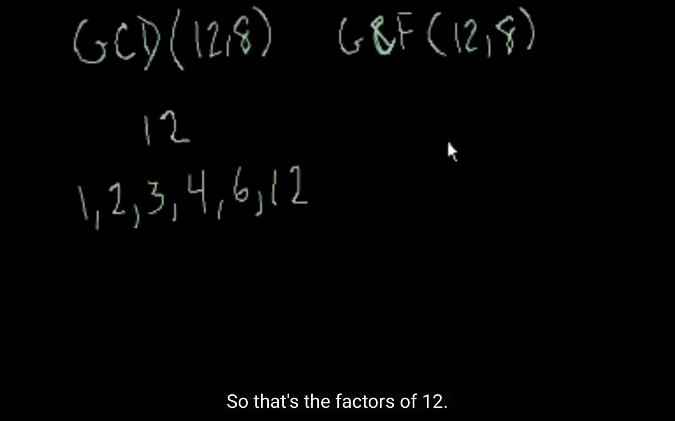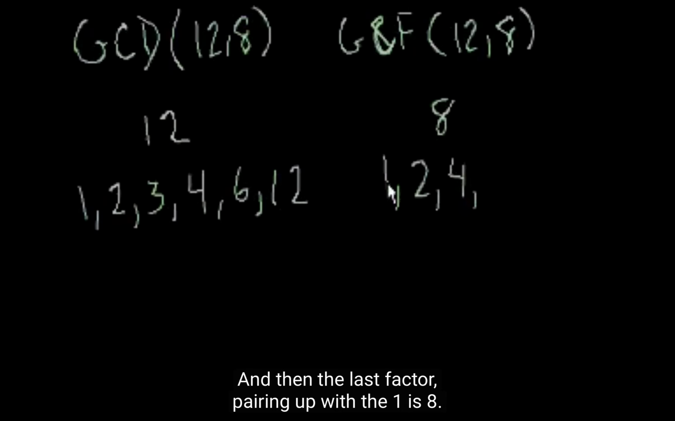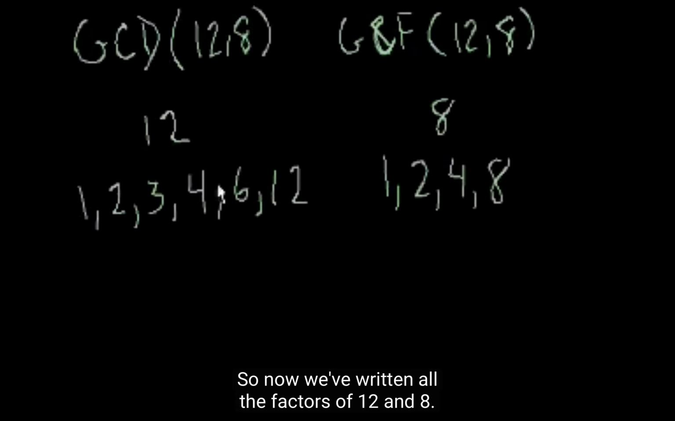So that's the factors of 12. Let's write the factors of 8. Well, 1 goes into 8, 2 goes into 8, 3 does not go into 8, 4 does go into 8, and then the last factor, pairing up with the 1, is 8. So now we've written all the factors of 12 and 8.